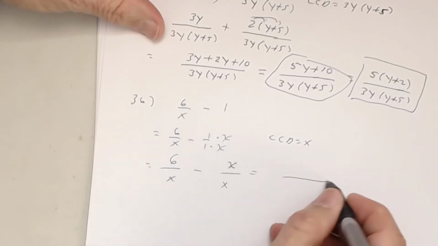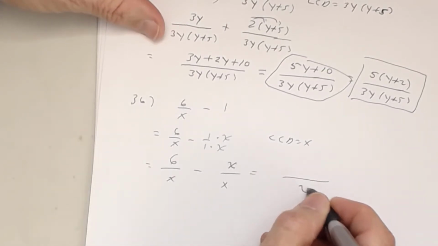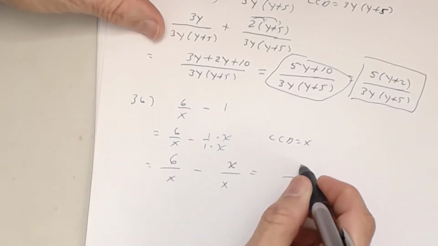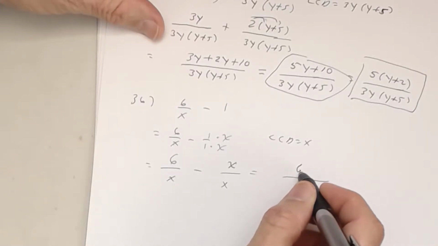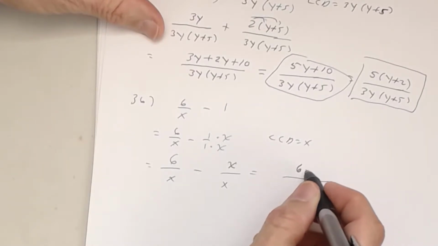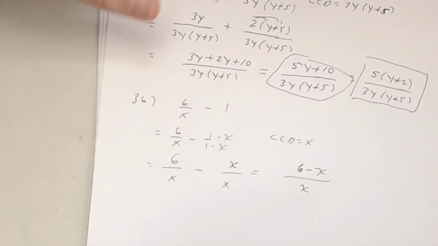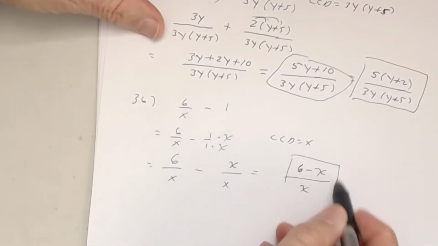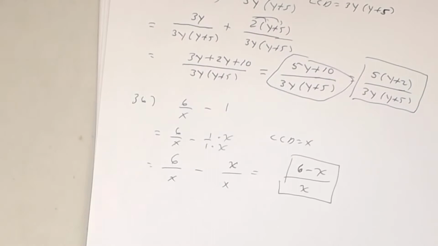Now I can write this as 1 fraction. What's the denominator? What's the numerator? 6 what? 6 minus x. Can I do anything else? Nope. There's your answer.